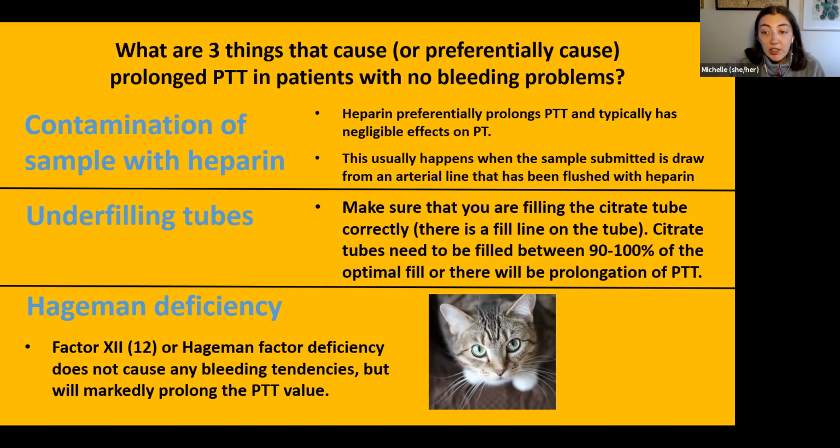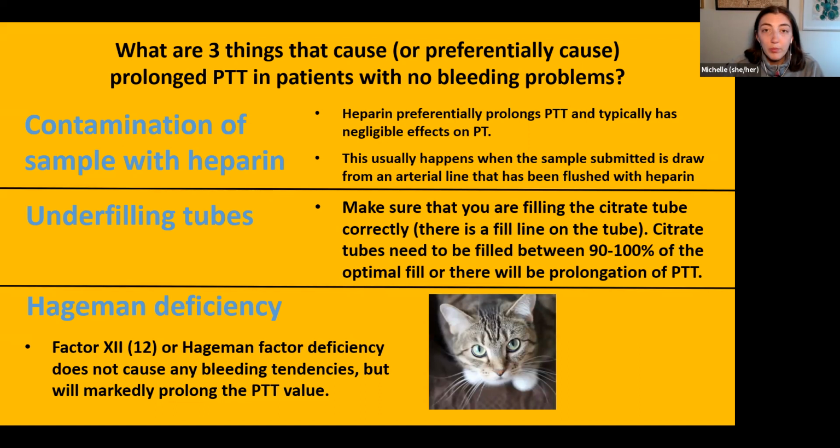Underfilling of the tube. This is also something that preferentially affects the PTT. If you underfill it, so less than 90% of its ideal fill, then you'll start to get prolongation of PTT, at which point this goes outside of the reference interval. It's hard to say, and it depends. If the patient was high normal, this might pop you out of your reference interval. And so the more underfilled it is, the longer that PTT is going to be, and eventually that will affect your PT as well.